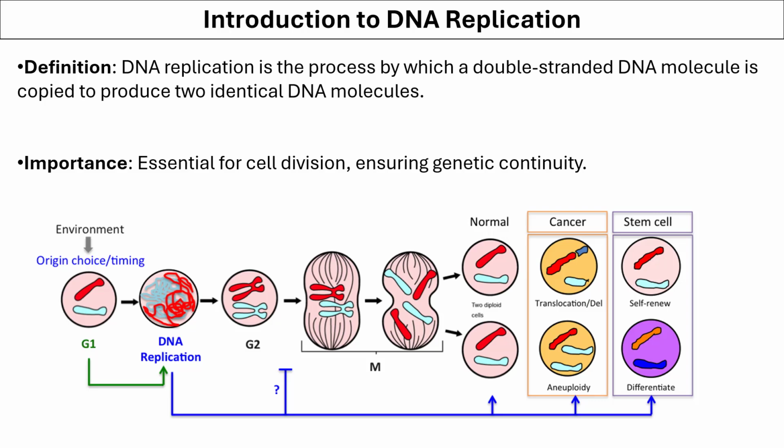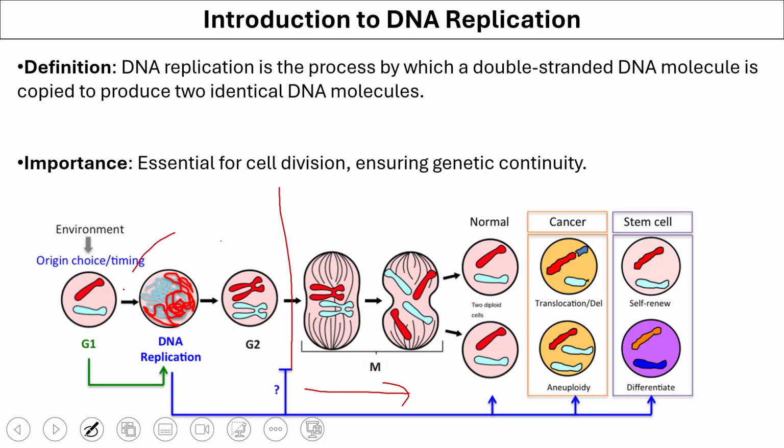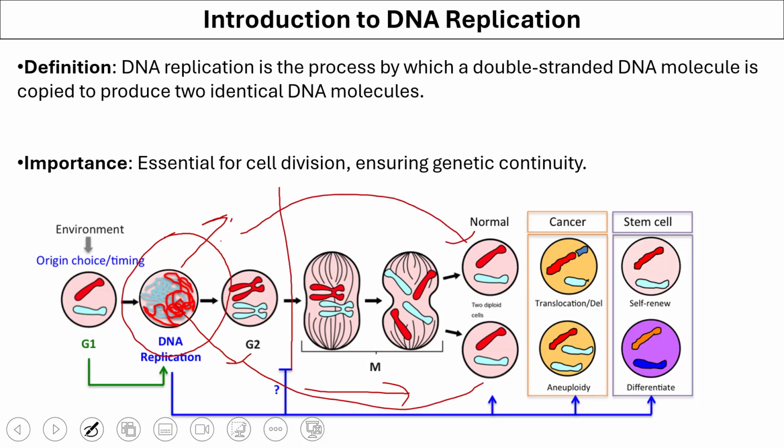This process is essential for cell division because it ensures that the same genetic material is passed on to the two daughter cells. So DNA synthesis occurs right before the start of cell division. The cell division starts here in the mitotic phase. Before that, it's important that the complete DNA replication has occurred and there are no errors in the DNA formed. The individual copies of DNA will then be passed on to two different daughter cells.